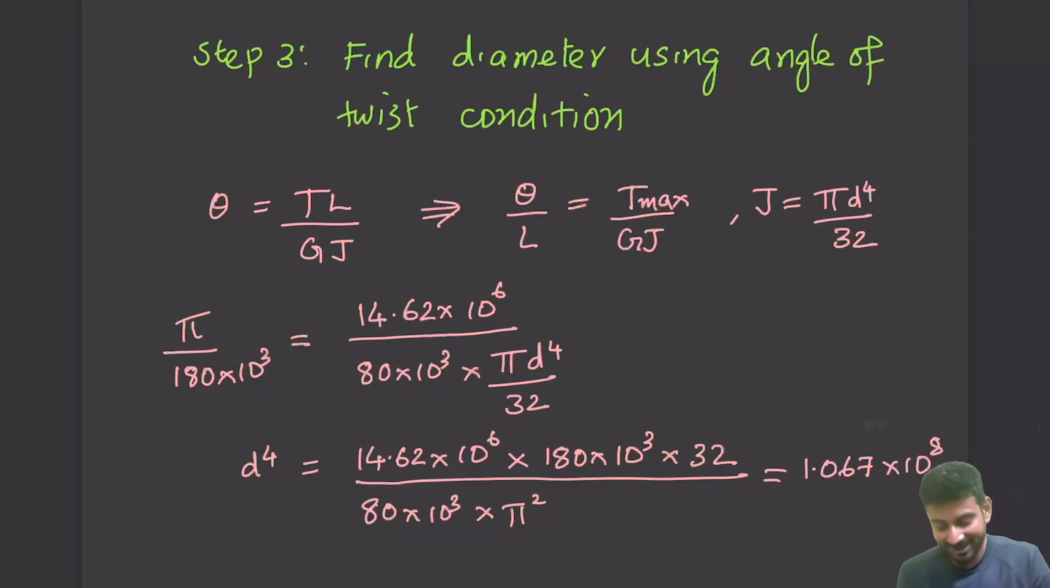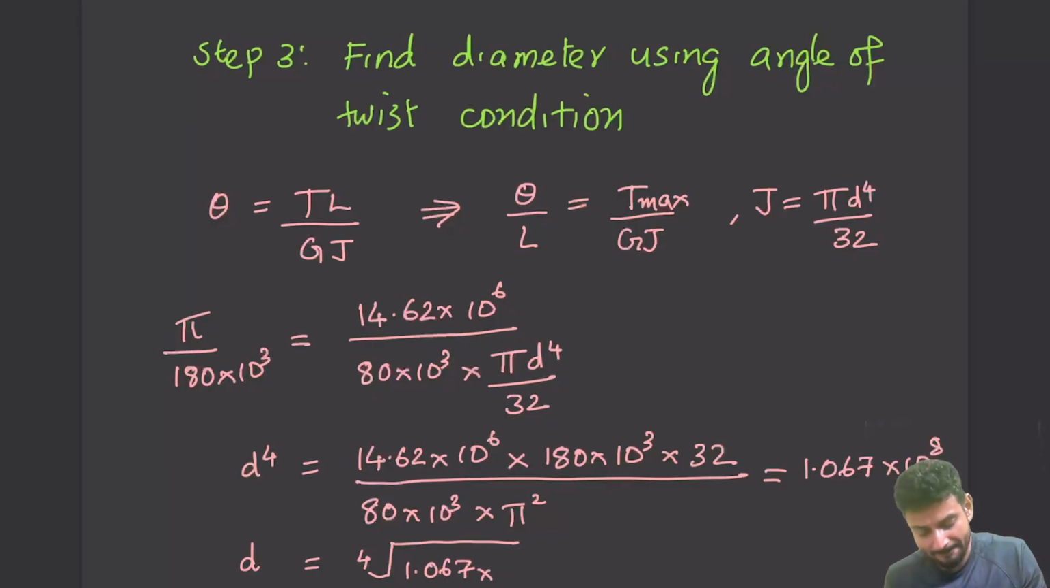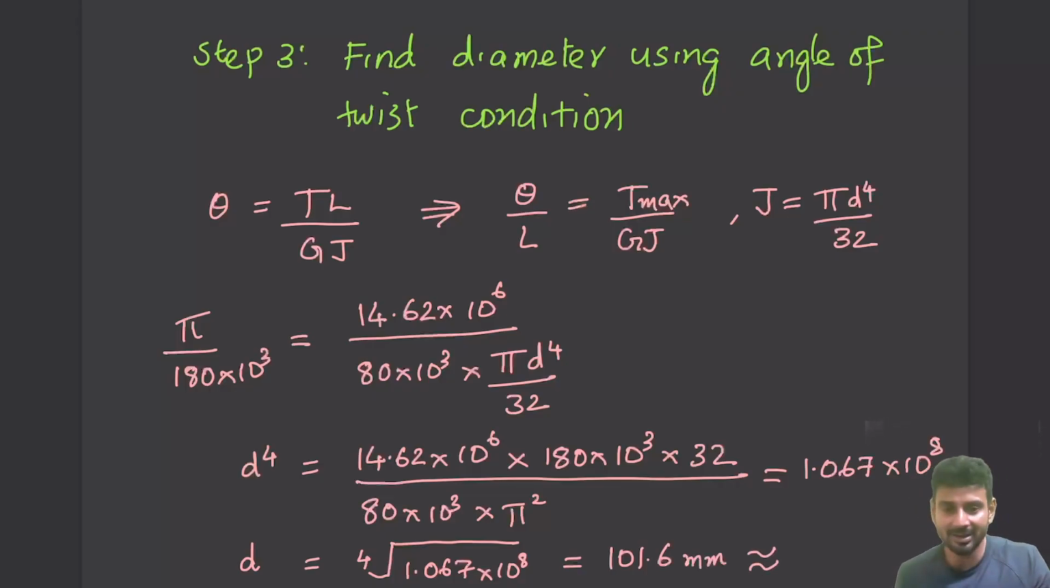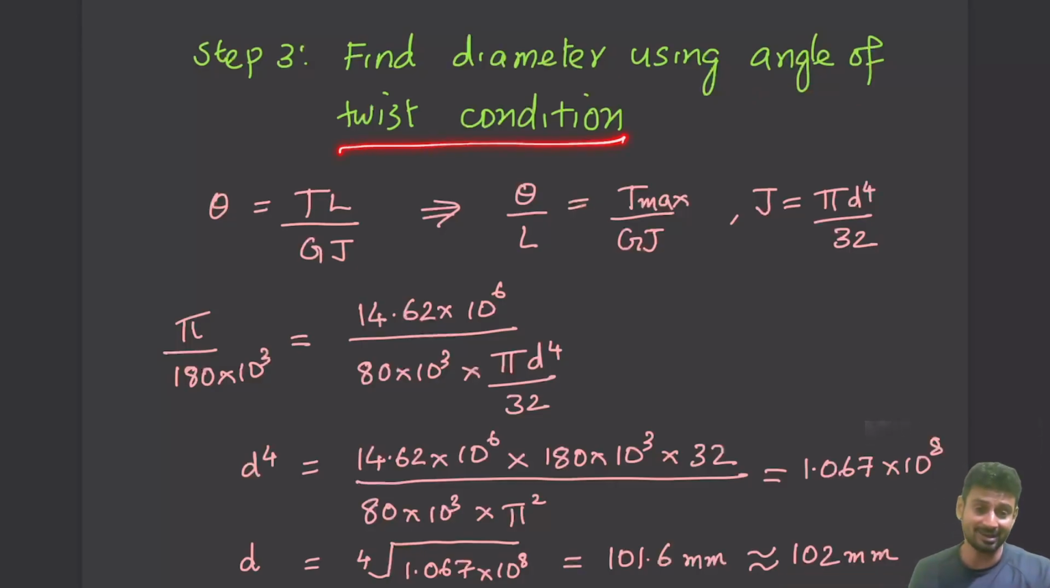Now we can find D, taking the root. So the value would be 101.6 millimeters. We can round it up to the next highest integer as 102 millimeters. So we have again calculated another value of d so that the angle of twist condition is satisfied. Okay. Let's see which diameter we have to take for the shaft in the next step.